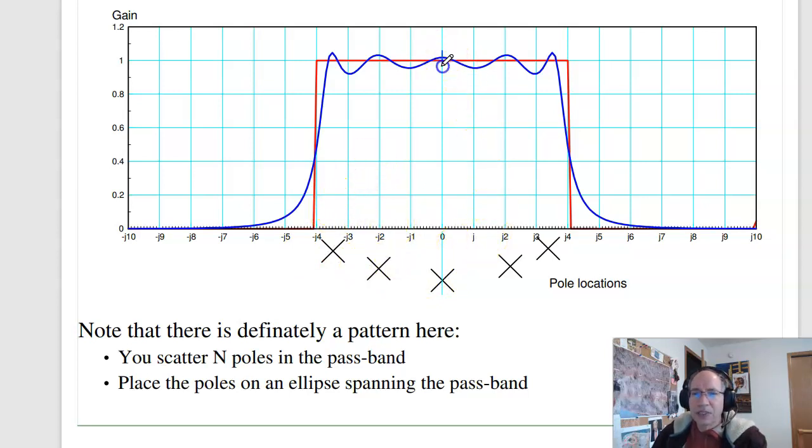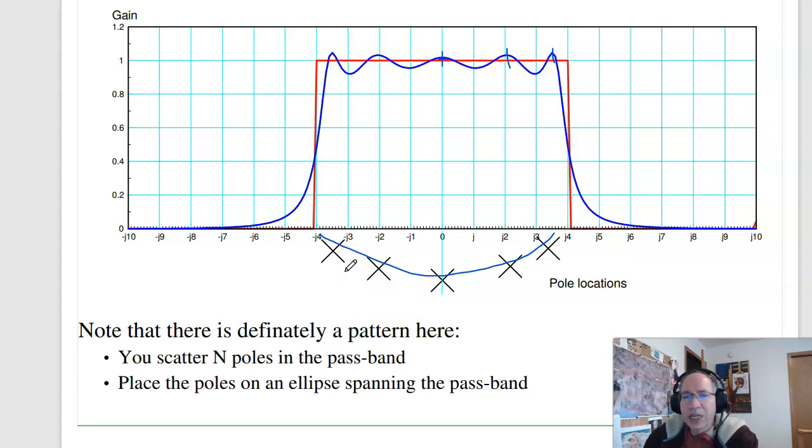Here's a resonance at DC at s equals 0. Here's another resonance. There's a third resonance. And kind of notice there's a pattern here. Those poles are on an ellipse. I scatter poles in the region of the frequencies I want to pass. And it's not completely arbitrary. These are following a fairly well-defined pattern. It's an ellipse. So there's kind of the general rule for designing filters.